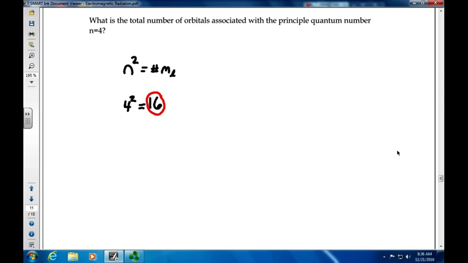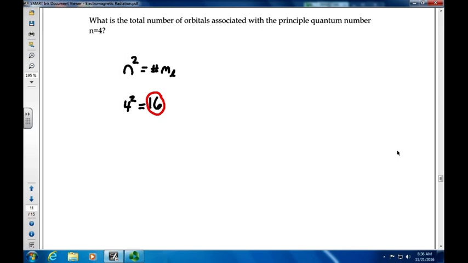So be wary of the word usage, because they could just as easily have asked for the number of electrons. And if it was the number of electrons, you would put a 2 in front of that to get your total number of electrons. So let's go ahead and construct a chart to convince ourselves that this is in fact a correct method to determine the total number of orbitals. Remember, the number of orbitals is our m sub L.